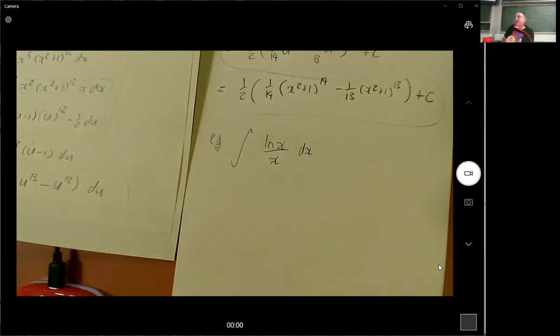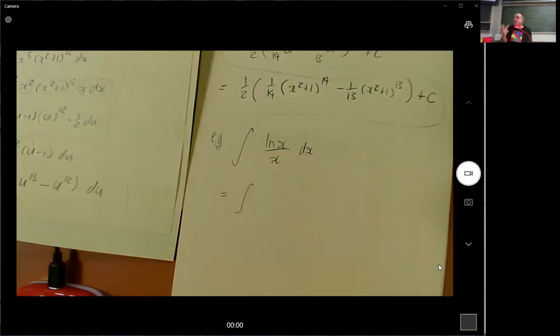So substitution is the go. And so I need to attempt to find a piece of this I'm going to call u so that the rest of it involves a derivative. But 1 over x is the derivative of ln x. That's really useful.